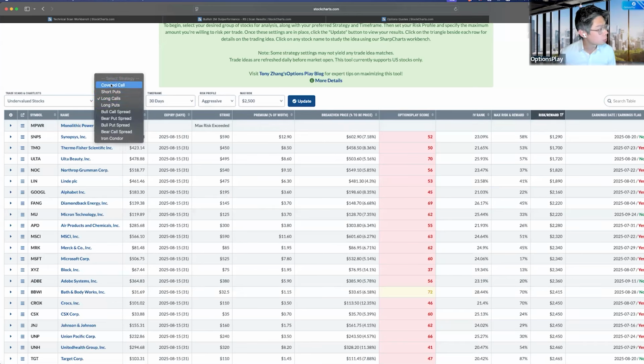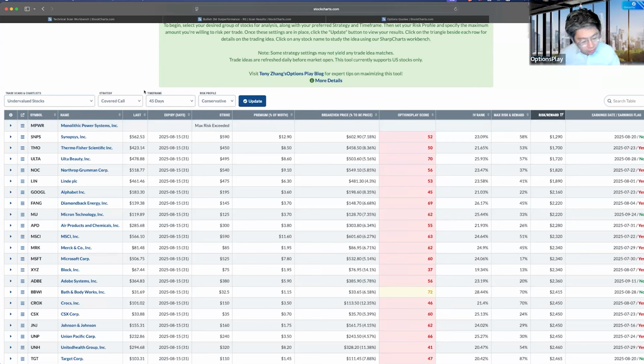And what we want to do is look at selling covered calls. You can use the default settings for covered calls because that is our recommended starting point when you're selling covered calls, which is 45-day conservative covered calls. Remember, covered calls is the only option strategy that does not add additional risk to your portfolio.